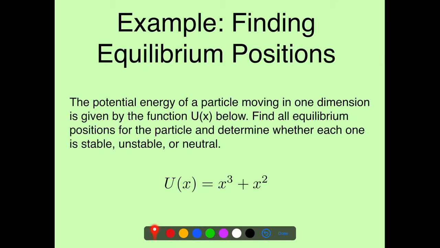Okay, so let's do an example. Let's take the potential energy function that's shown down here. This is the potential energy of a particle moving in one dimension. It's given by x to the third plus x squared. What we want to do is find all the equilibrium positions, and for each one that we find, let's figure out if it's stable, unstable, or neutral.